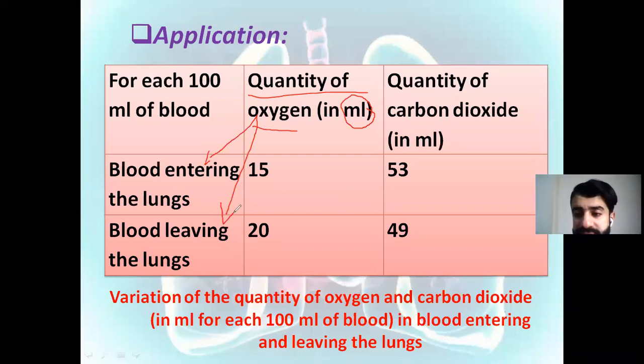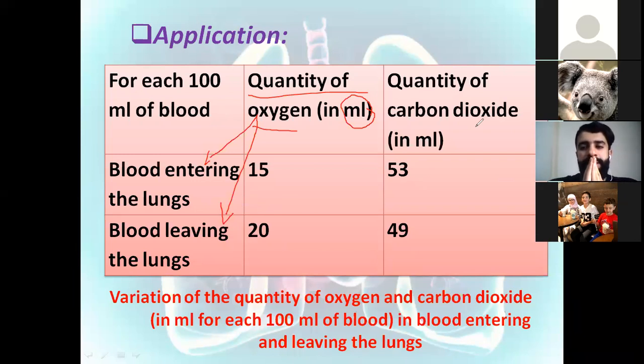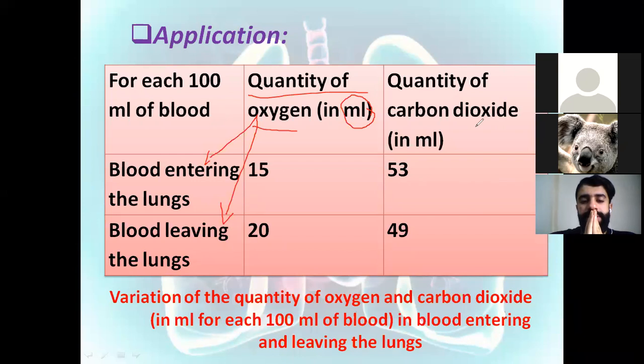So let's have Adam Hayek. Where's Adam? There's Adam here. The quantity of oxygen in milliliter in the blood entering the lungs is 15. Very good. And in the blood leaving the lungs, compare. What do we use, less than or greater than? It's less than, the blood leaving the lungs is 20. Do it again. Do it correctly.